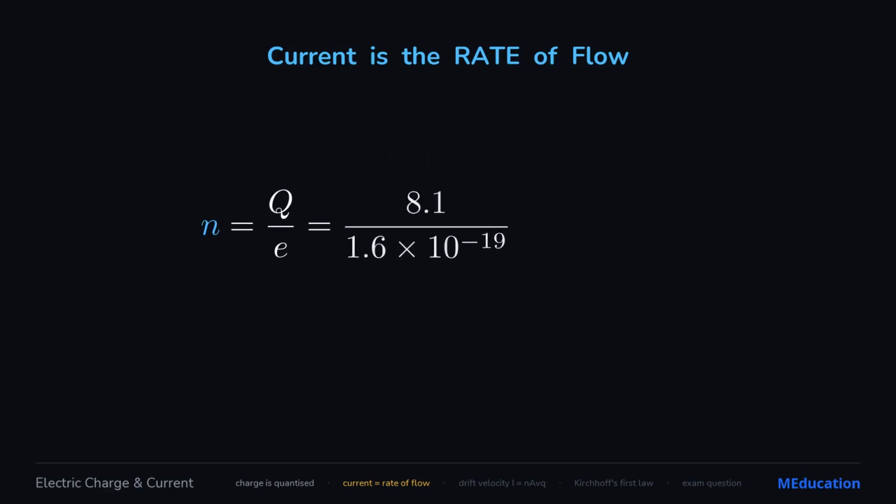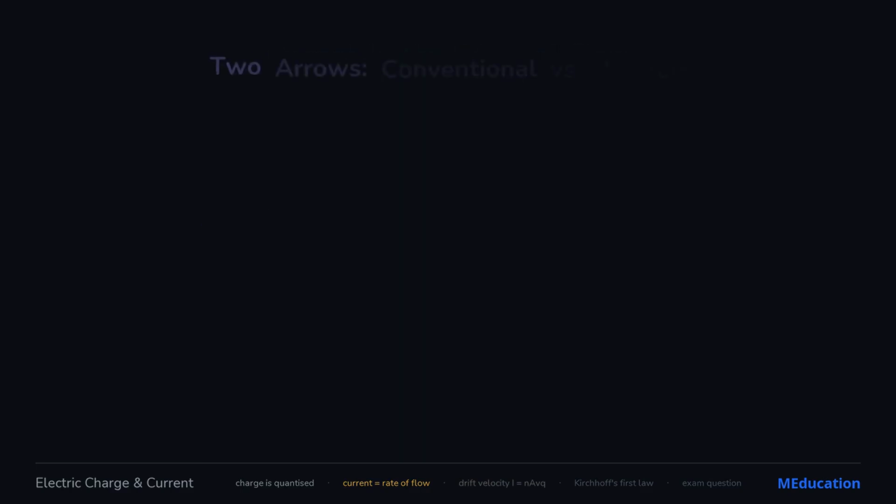And once you know the charge, the lumps from earlier come back. 8.1 coulombs divided by e is about 5 times 10 to the 19 electrons through that resistor. Two equations, Q equals It then Q equals ne, chained together. Half of Paper 2 electricity is exactly this move.